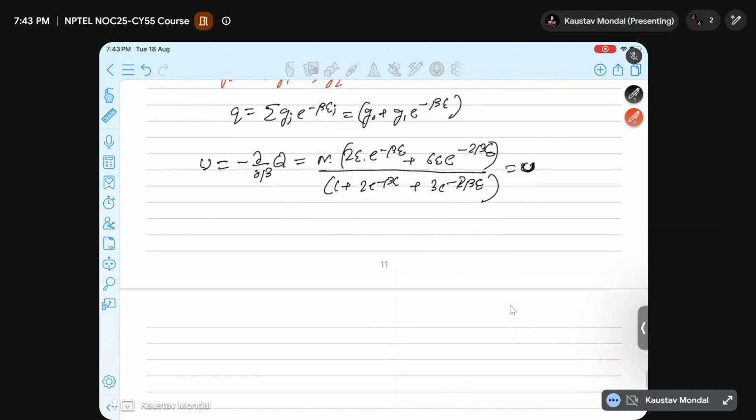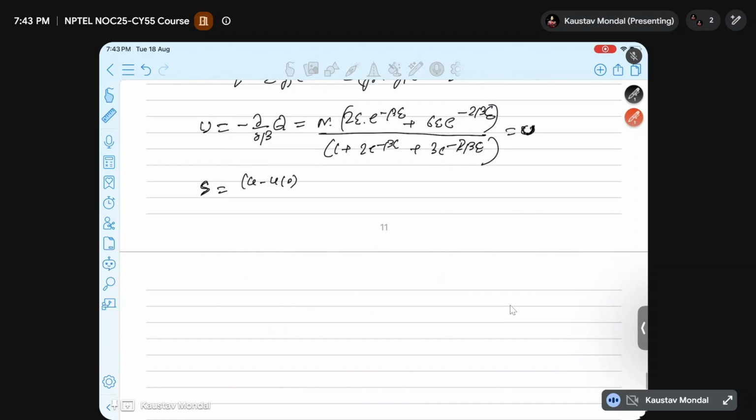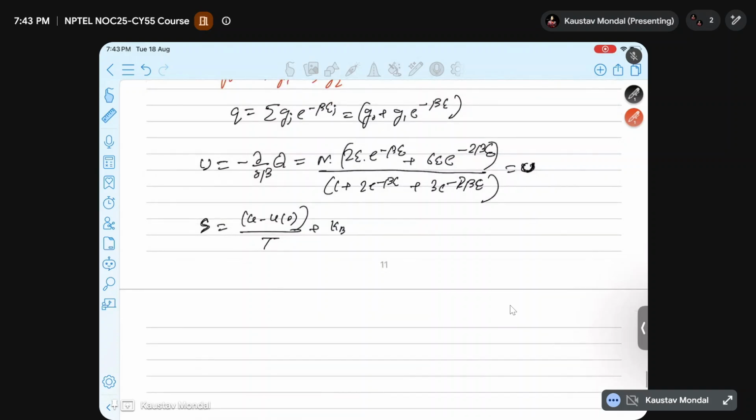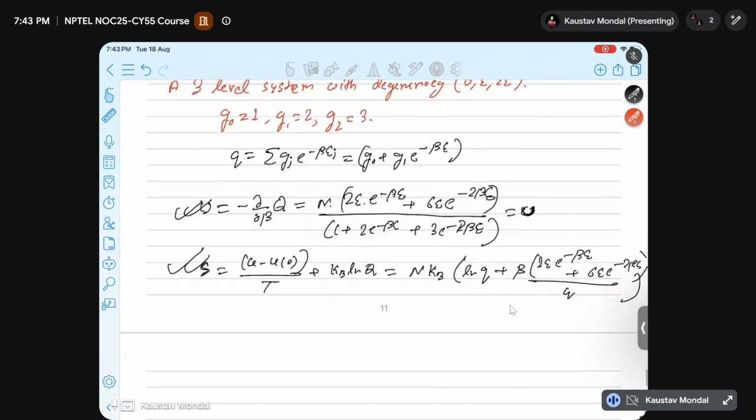Next is the entropy. The entropy expression we know is U minus U0 by T plus kB ln Q. It will give you N kB ln Q plus beta times 2E e to the power minus beta E plus 6E e to the power minus 2 beta E divided by Q. Okay, so this way you can calculate the entropy.